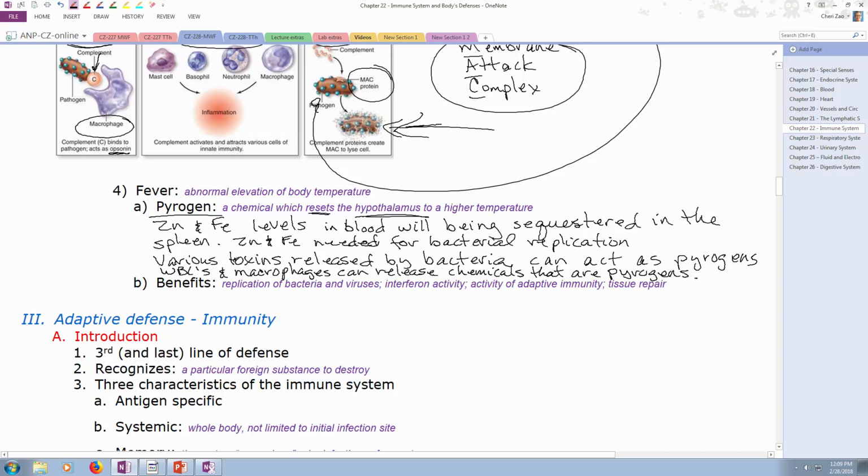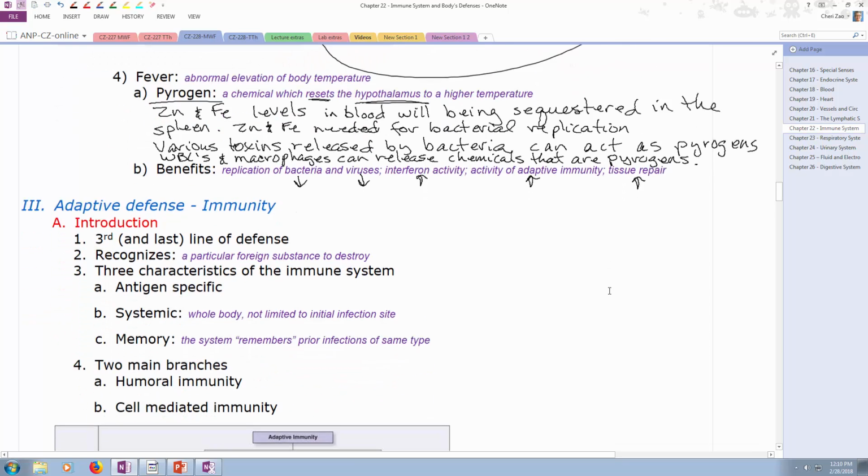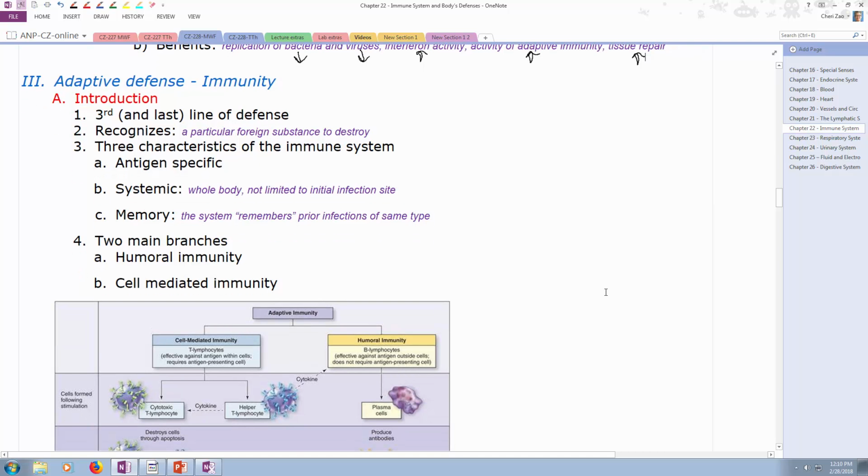So this elevated body temperature helps us to decrease the replication of bacteria, decrease the replication of viruses. It actually helps to increase interferon activity, increases the activity of the actual adaptive immune system, and also increased body temperature will increase tissue repair. So those are the benefits that are actually observed in all of these situations with increased temperature. So a little bit is good and a lot is bad, because remember, excessive body temperature can actually start to denature proteins.